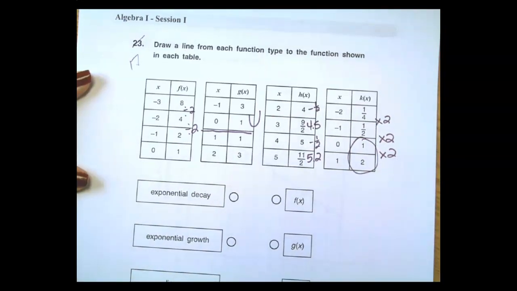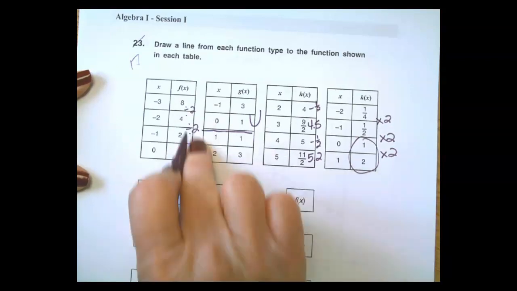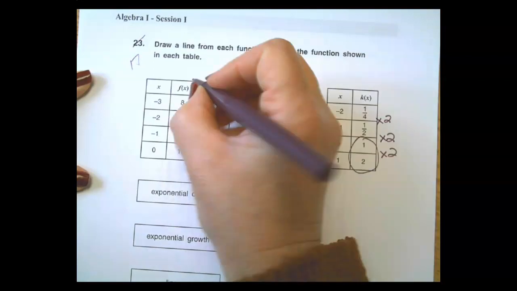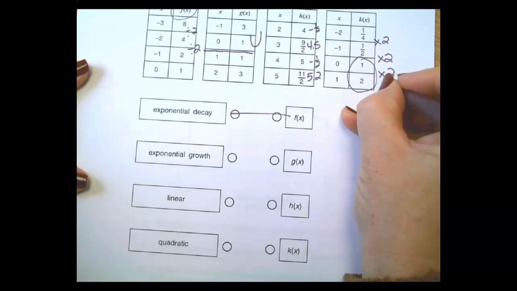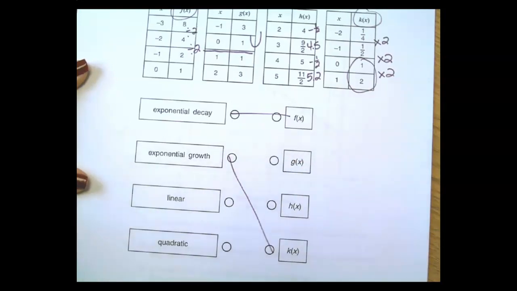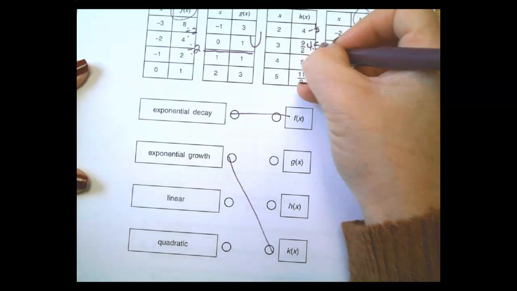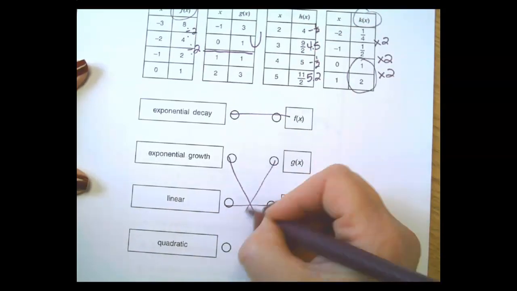Okay. So exponential decay, that's repeated division. You're dividing. So that one would be f of x. So this goes here. Exponential growth would be the repeated multiplication. So that's k of x. Linear is repeated adding or subtracting. So that's h of x, and quadratic is the g of x.